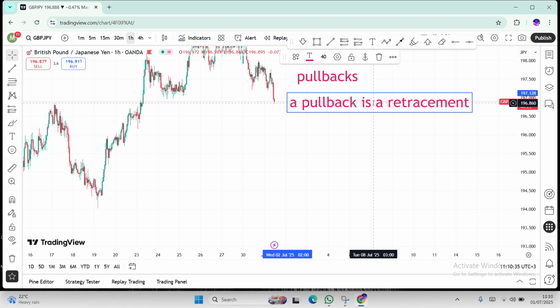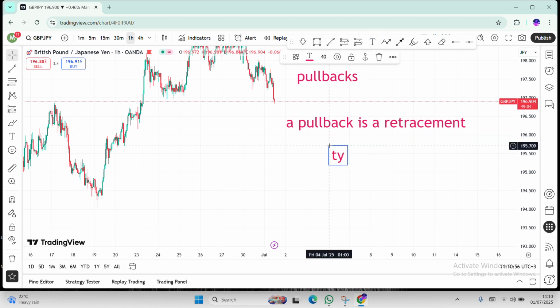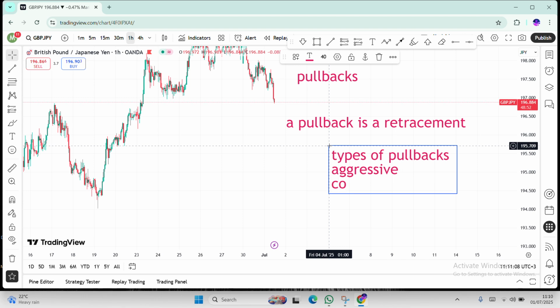Like when you are trading, there's a simple push either to the upside or to the downside, hence giving a rejection and the trend continues upside. So that is what I mean by a pullback, and it's crucial. There are two types of pullbacks. One is aggressive. Then the second one is corrective.